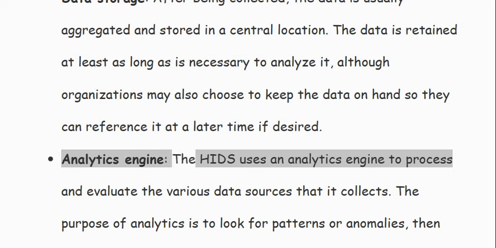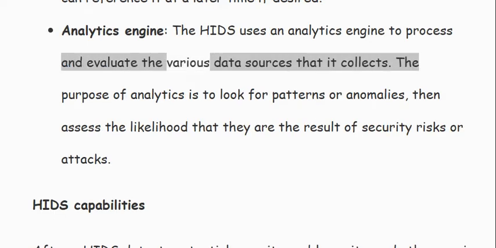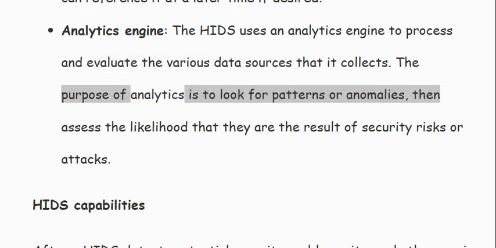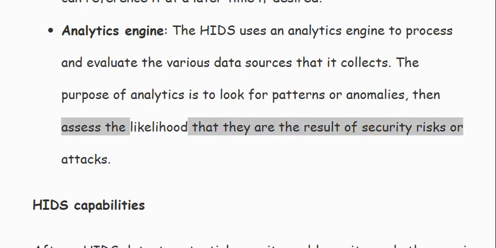Analytics engine. The HIDS uses an analytics engine to process and evaluate the various data sources that it collects. The purpose of analytics is to look for patterns or anomalies, then assess the likelihood that they are the result of security risks or attacks.